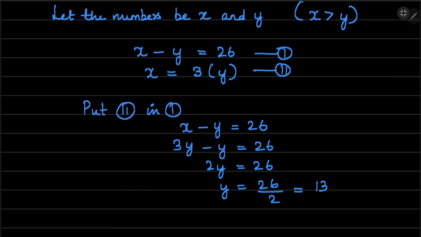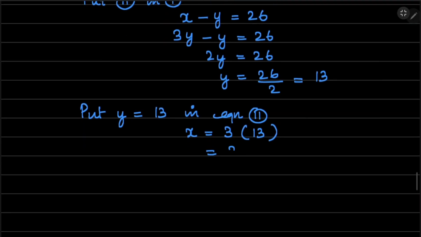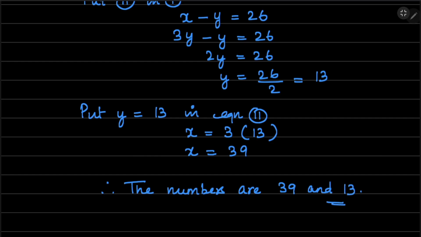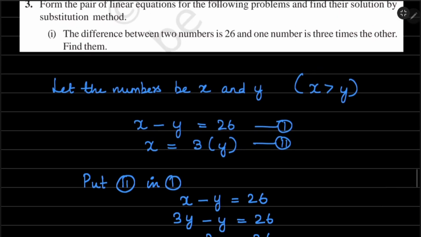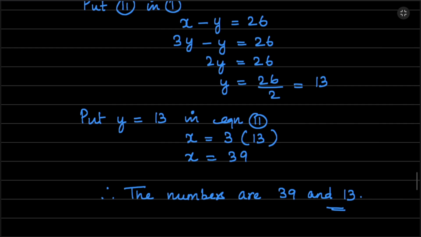So one of the numbers is 13. So you can put y equal to 13 in equation 2. What do you get? x is equal to 3 times y. y is 13. What is 3 multiplied by 13? It is 39. So you can write, therefore, the numbers are 39 and 13 respectively. These are the two numbers. We have easily done this using the substitution method. Is it clear?